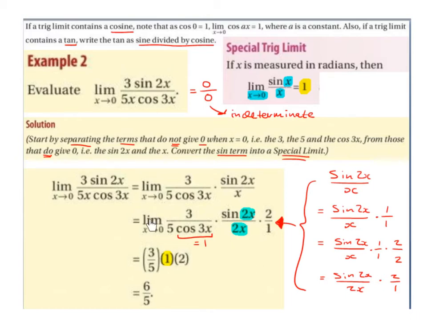Okay, so now we have the limit of 3 over 5 cos 3x multiplied by sine 2x over 2x multiplied by 2 over 1, as x approaches 0. Now cos 3 times 0 is going to be 1 because cos of 0 is 1. So 5 times 1 is just going to be 5, so we end up with 3 over 5. Sine 2x over 2x is 1. That's from our special trig limit. And 2 over 1 is just 2. And then multiplying, we get 6 over 5.